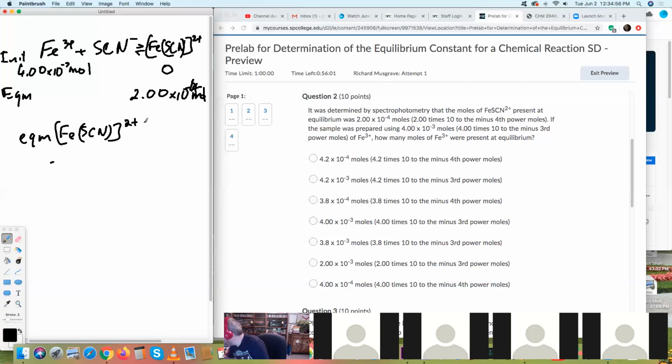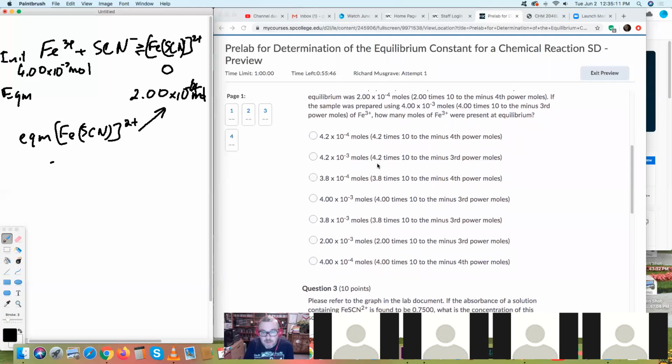So that's the equilibrium value there. And like I said, we can get how much Fe3+ is left by getting the difference between those two. Does anybody have any questions about that? I won't go through that. You can do it yourselves.